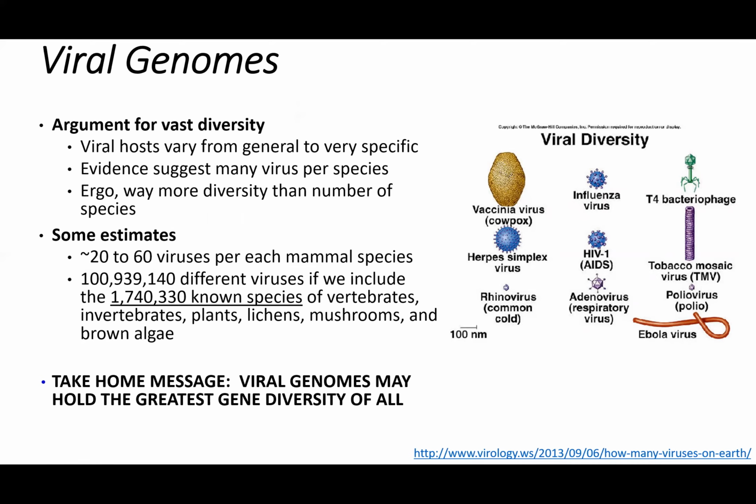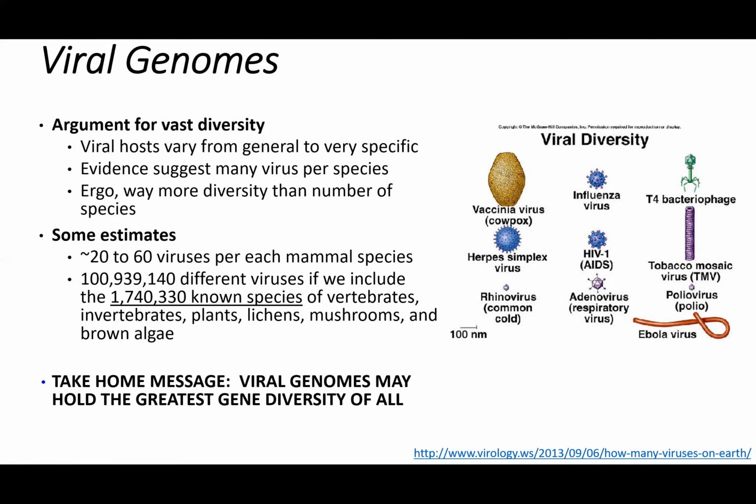And so just to highlight some of these crazy and wild shapes, ranging from the bacteriophage to Ebola to HIV to cowpox. They have a pretty wild and wide diversity of sizes, shapes, genomes. There are some estimates that say 20 to 60 viruses per mammalian cell. That estimate is a bit low. Most estimates will put it at 1,000, which is pretty crazy.